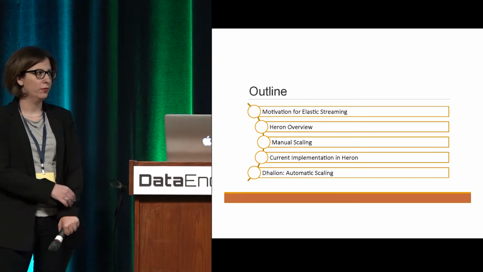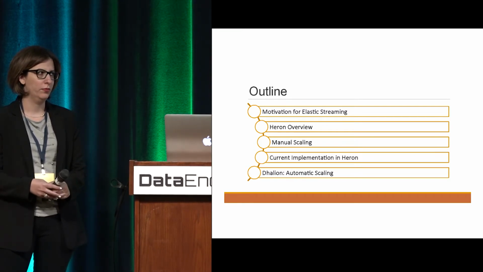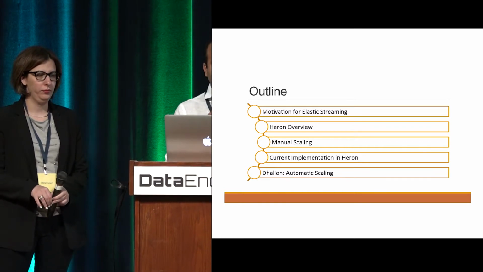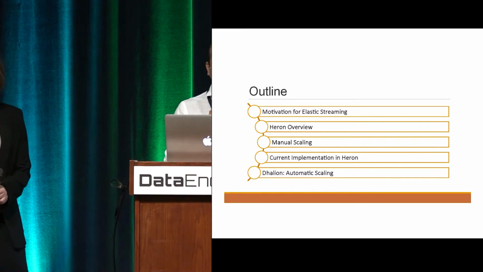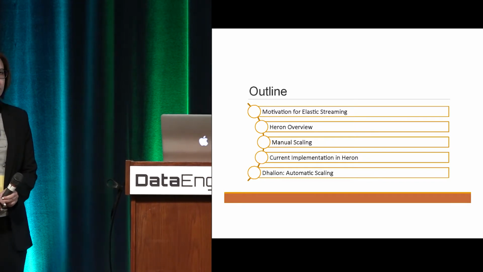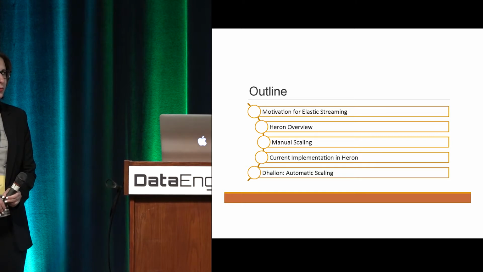So manual scaling is phase one. If any system wants to move towards elasticity in the streaming world, then manual scaling could be phase one. What we have implemented in Heron, and then Dhalion, which is work in progress, is about algorithmic auto-scaling, and Avrilia will talk about that later.